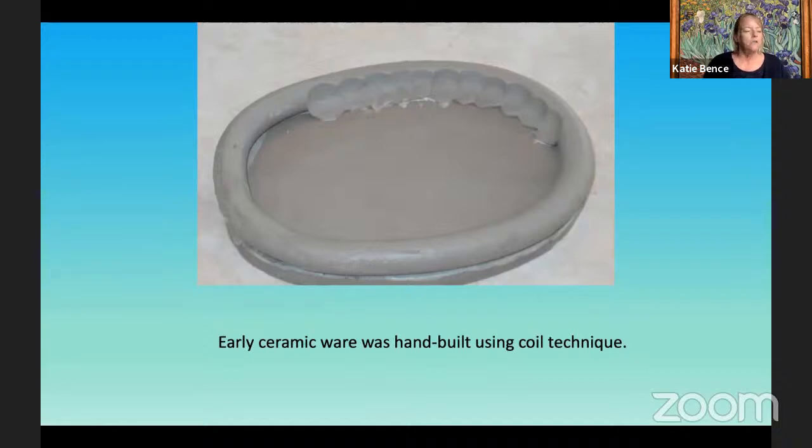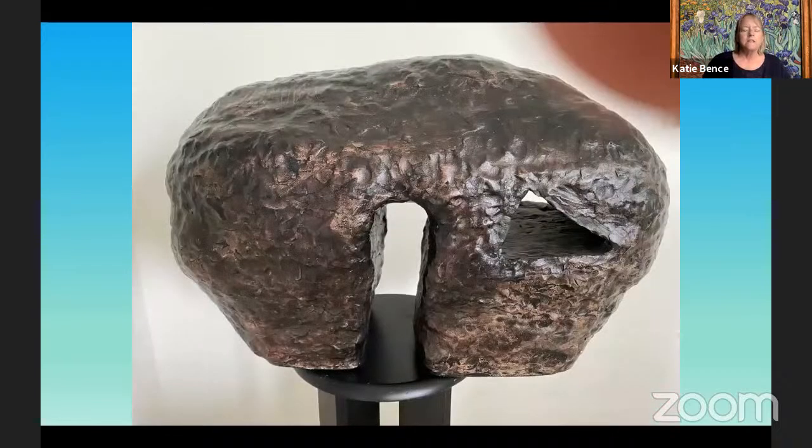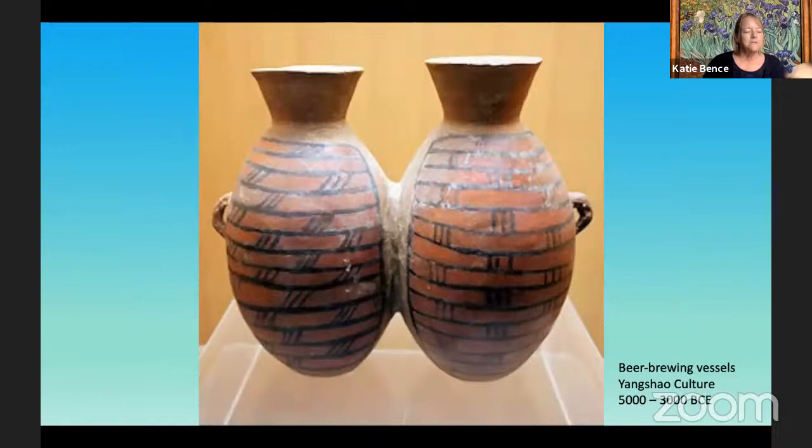Just to give you a comparison, this is what it looks like when an amateur like me does it. See how lumpy bumpy it is? You can see all my thumbprints and everything like that. And this is what it looks like when a skilled artisan does it. This was made in the Yangshao culture. As Ray said, they were agricultural, they grew millet, and hey, they used that millet to brew beer, so they can't be that bad, right? They had their priorities straight.